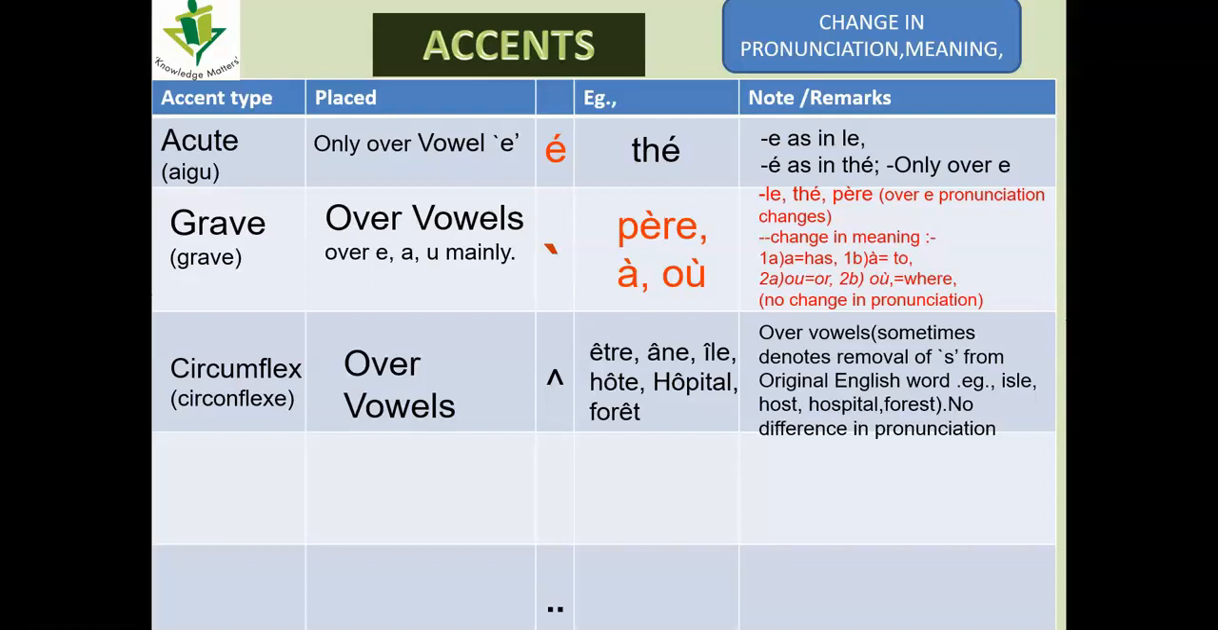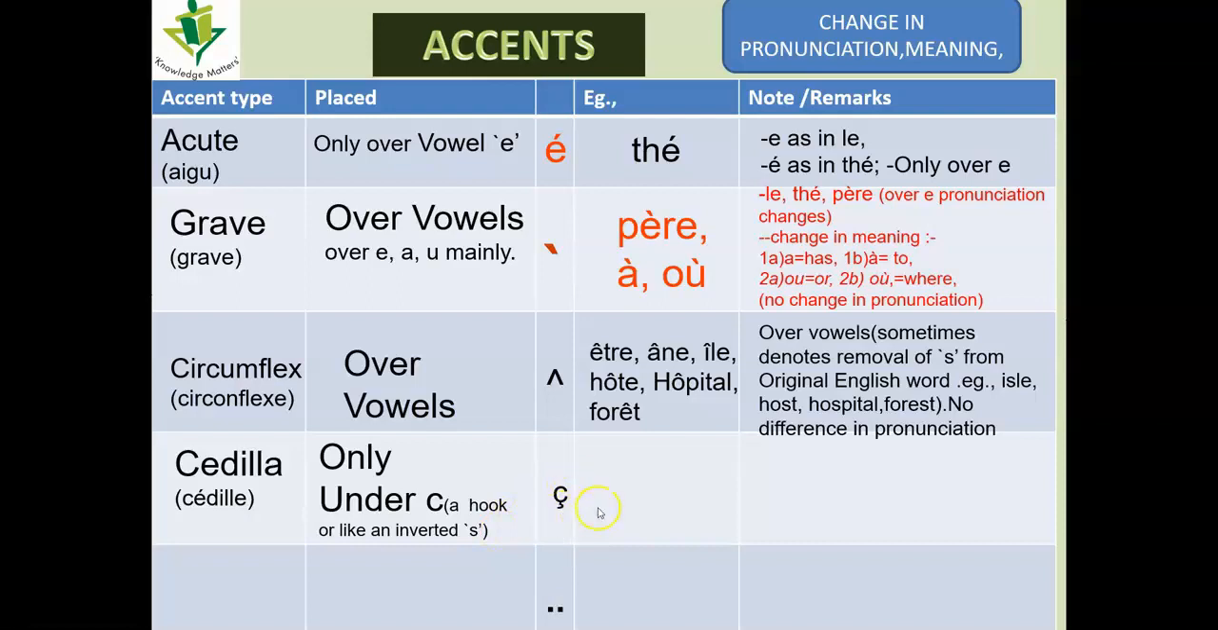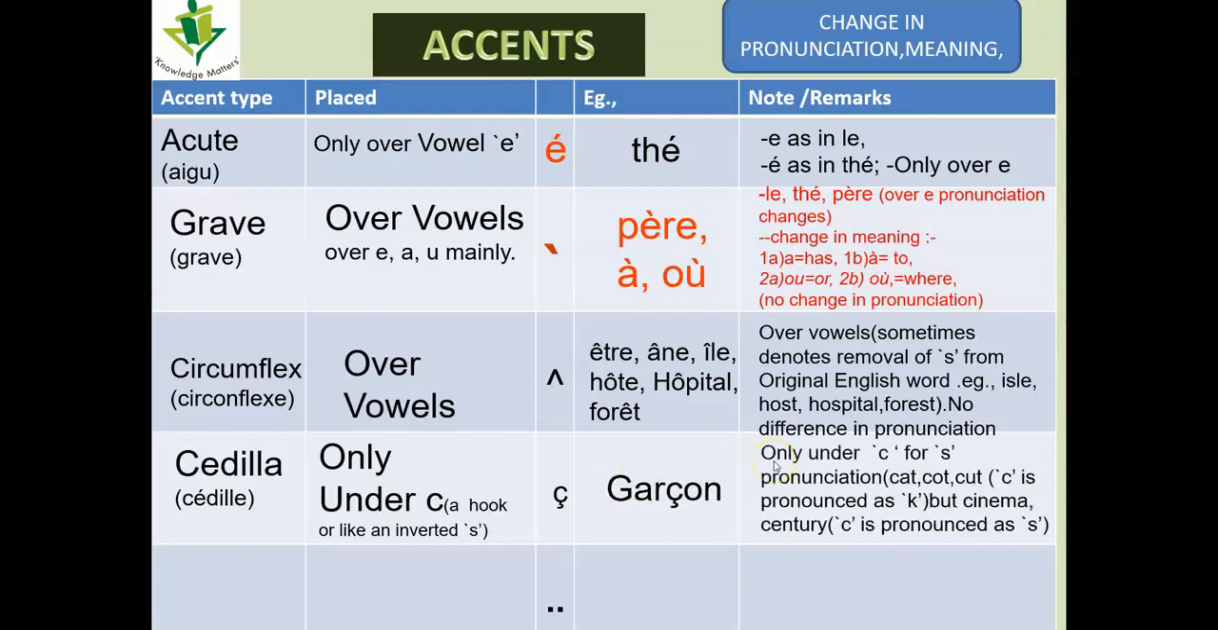Then we have what is called the cédille. Cédille is an inverted S or a hook which is placed under C to make it pronounced as S. I don't know whether you would have seen in English, if I take these three words, cat, caught, cut, C takes the pronunciation as K. But in the words cinema and century, C is pronounced as S. We are not pronouncing cinema and century as kinema and kentury.